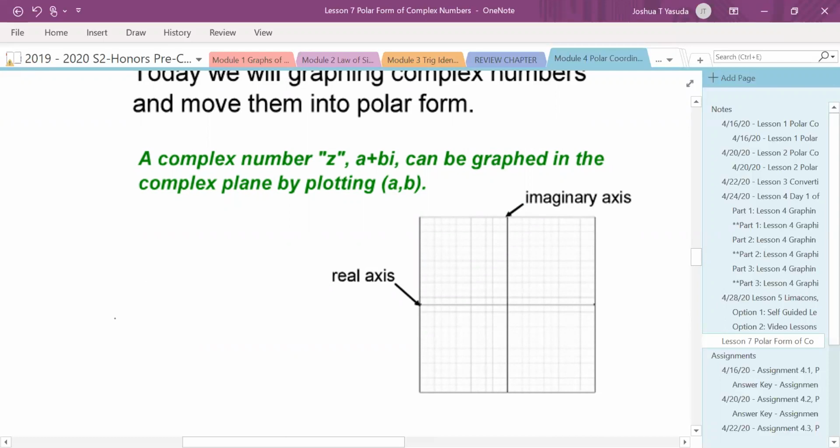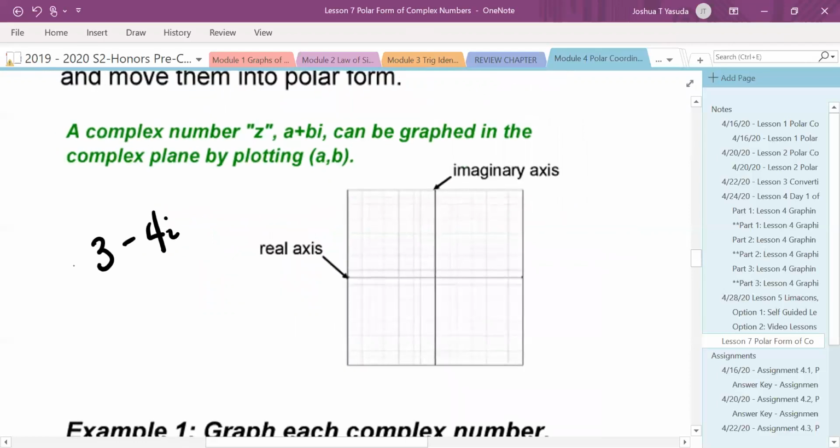All right, so let's just make up one. Let's say 3 minus 4i. I'm going to say that if that's what I'm graphing, let's say this is z. I'm going to plot z. 3 is the real number, so 1, 2, 3, and then -4 is the imaginary part, so 1, 2, 3, 4. Boom, plotted a point. That's z. It's literally that easy.